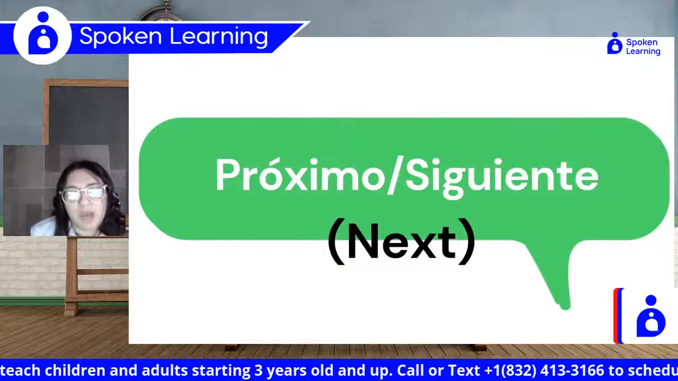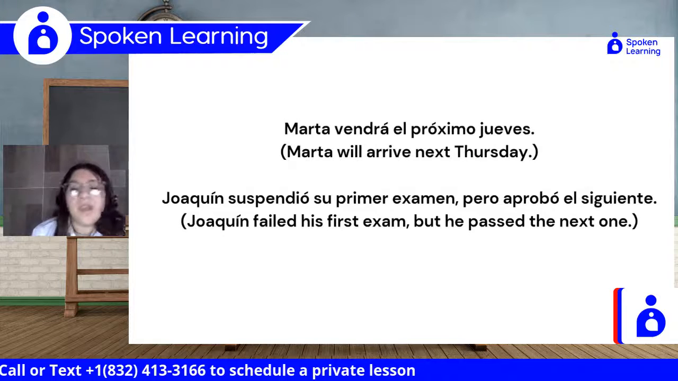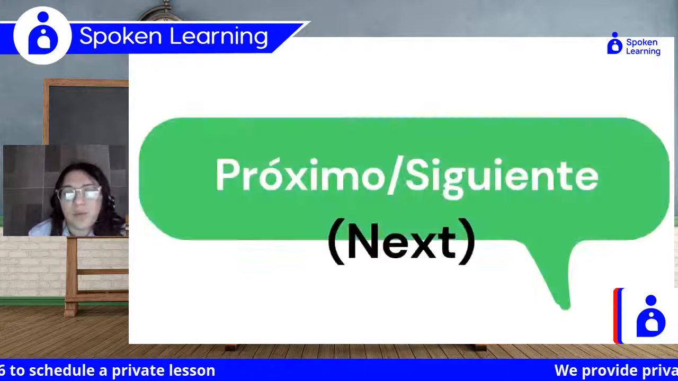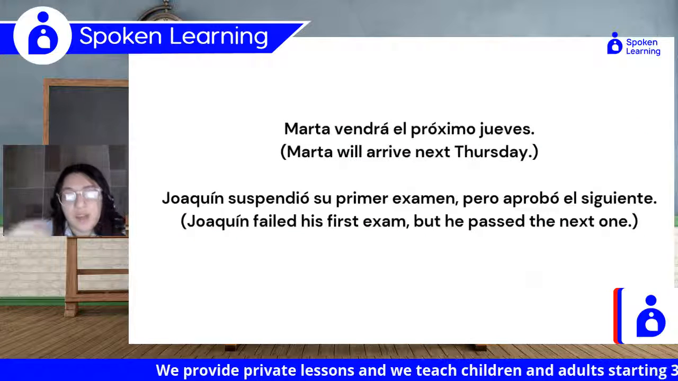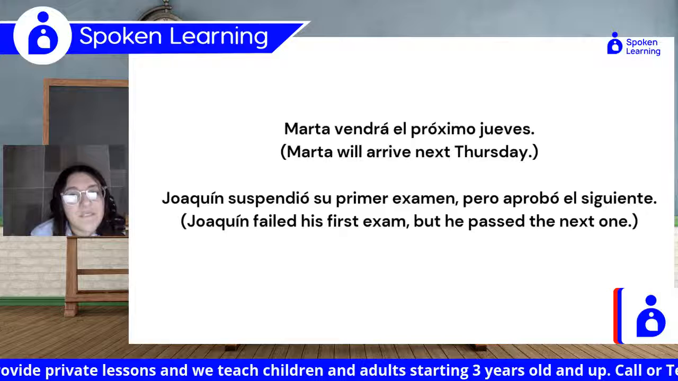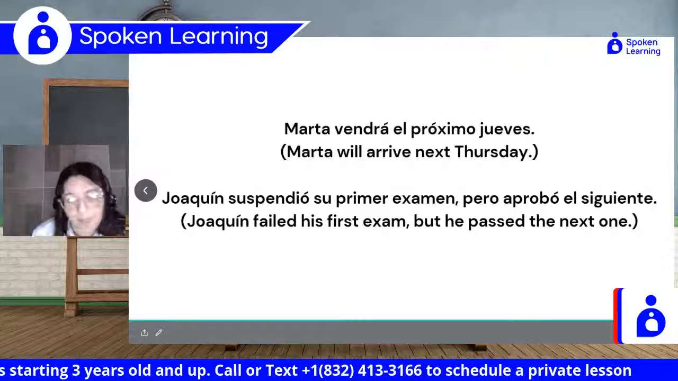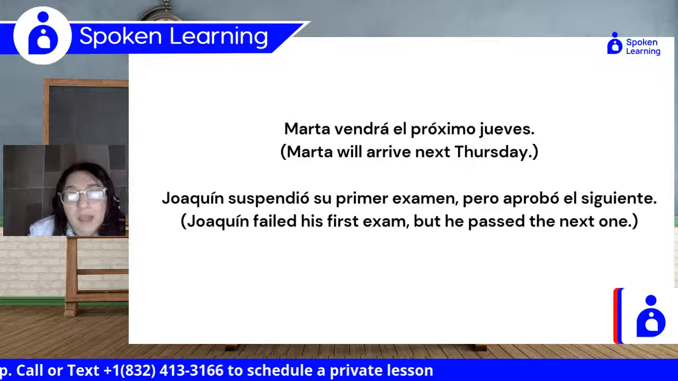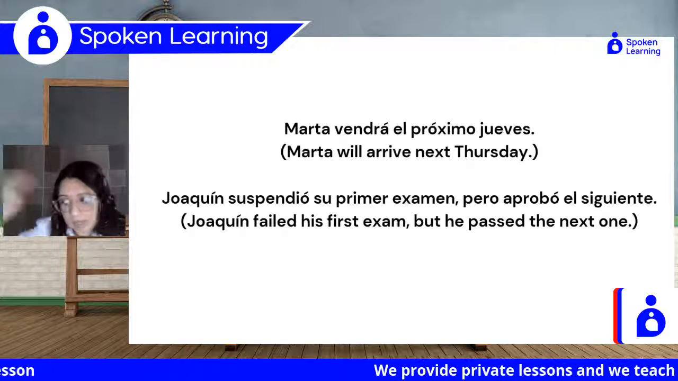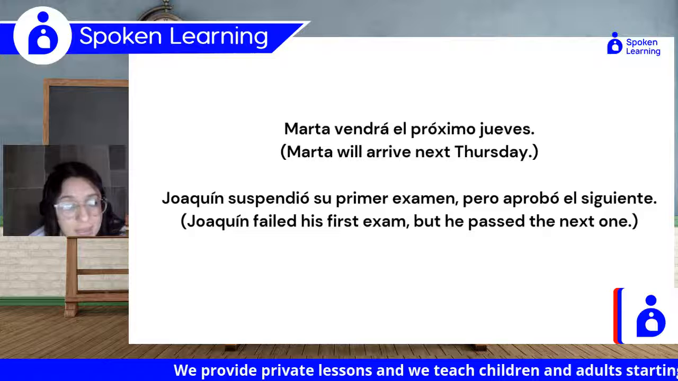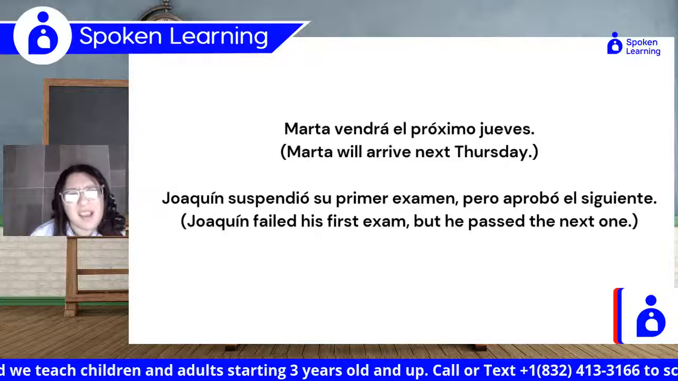Then our last pair for today would be próximo and siguiente. The translation is next. So we can translate it also in two ways. Remember that these kinds of words are used in some specific situations, okay? So for example, you can say Marta vendrá el próximo jueves. You're using próximo as next, when you're talking about time, okay? Vendrá, so el próximo, you're talking about the future, a time in the future.